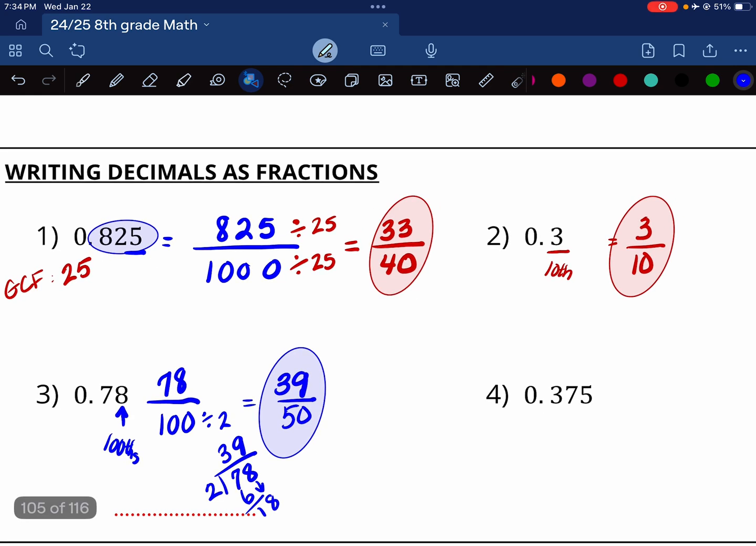Finally, again we're back in the thousandths place, so my denominator is 1,000. And if at any time I call the denominator a numerator, I am so sorry. The denominator is 1,000, and then I'm going to bring over the 375. In my mind I'm going, oh crud, what is this going to be? So let's try 25 again as our greatest common factor.